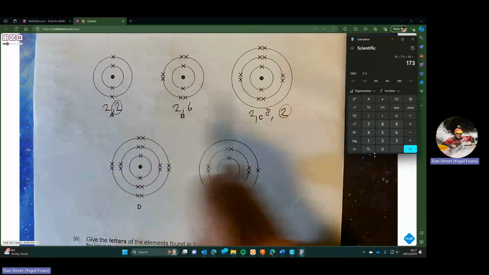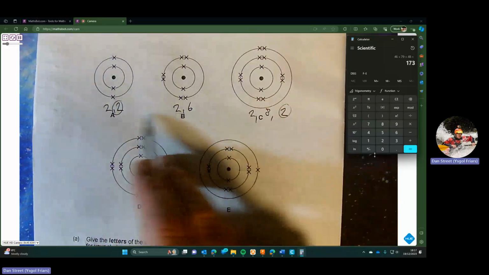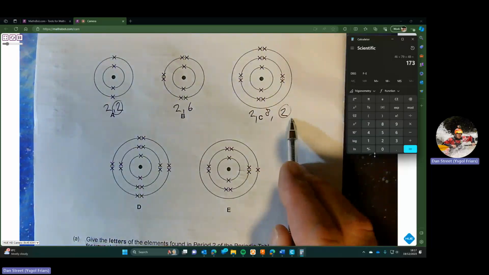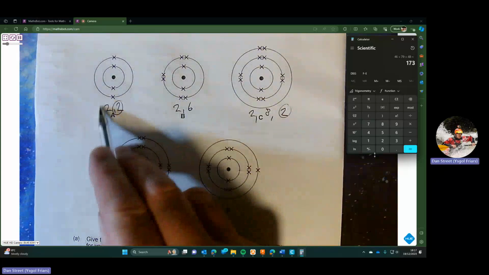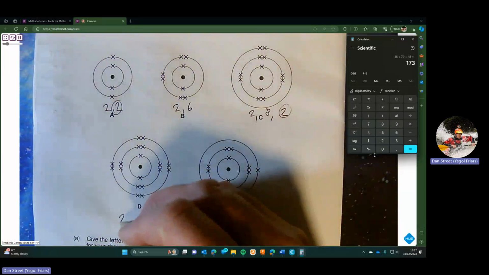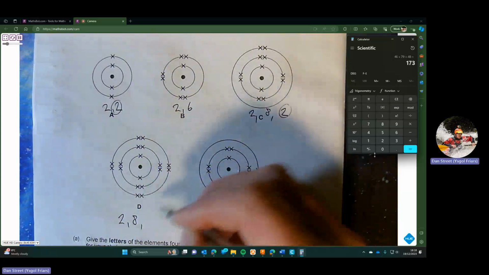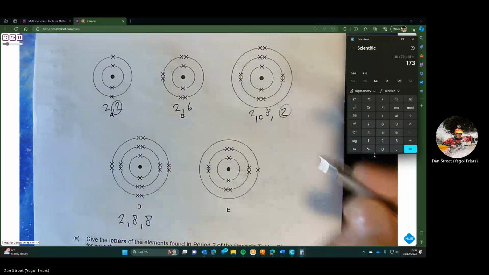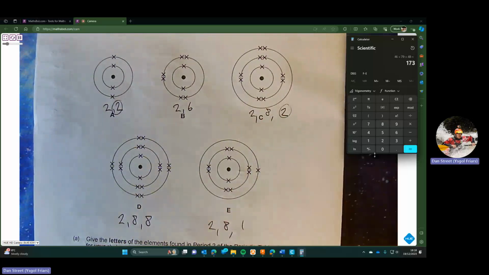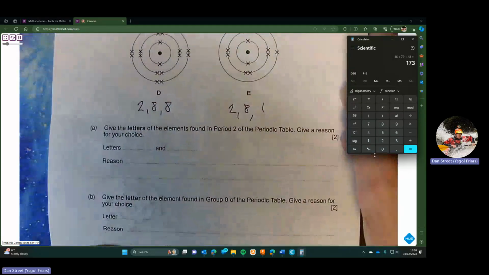Okay, so these two are in the same group. These two are in the same period. That's because there's 2 electrons in the outer shell of both of those, and that's what the group number is. And these have both got 2 shells occupied, which is the period number. This one is 2, 8, 8. And this final one is 2, 8, 1. So these two are in the same period because they've got the same number of shells occupied. Right, so what do the questions ask us?